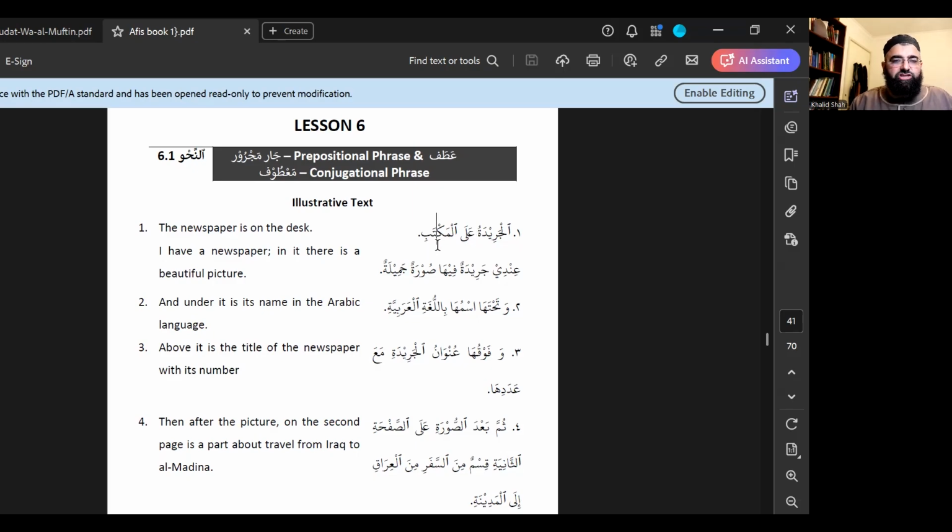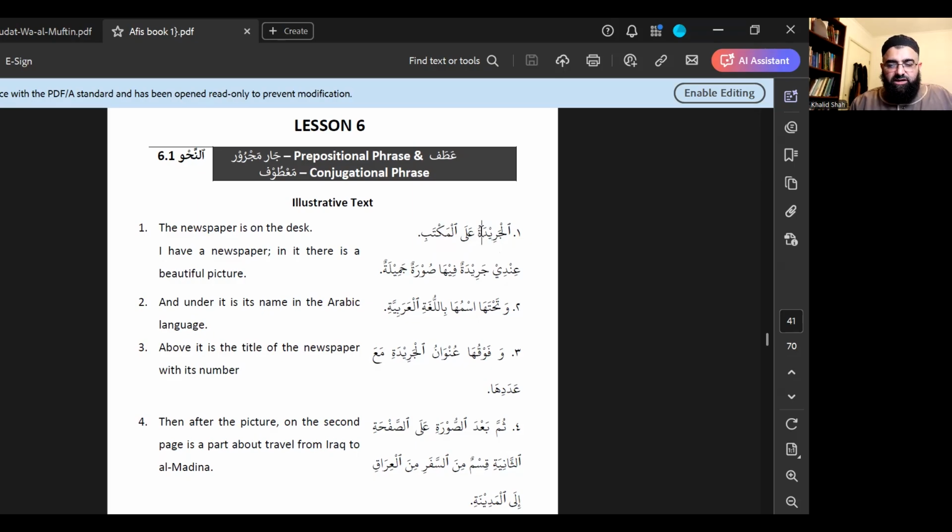So together we call this jar majroor. For our purposes, for this book where we're at, we call this jar majroor. Together, this is now taking the place of the khabar. We call this expression khabar. Jar majroor is now in the place of the khabar of jaridatu.